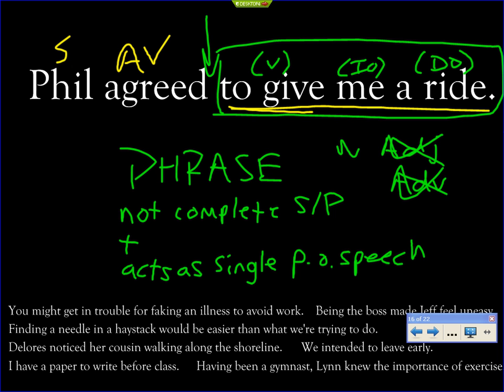That last little bit, it's a direct object. What's being agreed? It's what's receiving the action. The agreement is abstract. So what's being agreed? This offer of action to give me a ride.